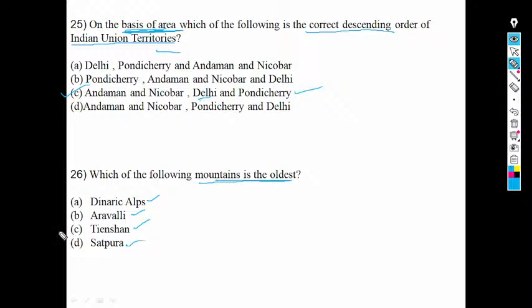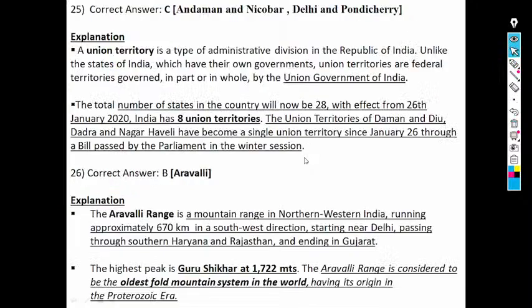Is the oldest. Oldest is your Aravalli. Andaman, Nicobar, Delhi, and Pondicherry. An Indian territory is a type of administrative division in the Republic of India. Unlike the states of India, which have their own governments, UTs are federal territories governed in part or in whole by the Indian government.